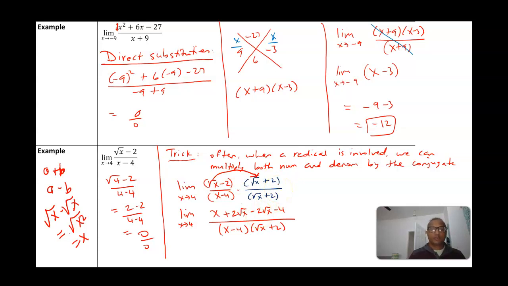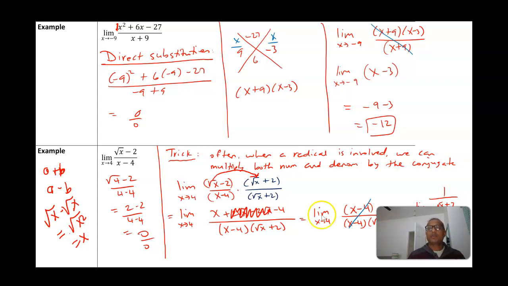So the numerator you FOIL, the denominator do not FOIL. Okay, do not FOIL the denominator. So if I simplify this, the middle two terms are going to add up to be 0. And we're going to get the limit of x minus 4 over x minus 4 times radical x plus 2. Now, once again, the x minus 4 will cancel out, and you're left with the limit as x approaches 4 of 1 over radical x plus 2.